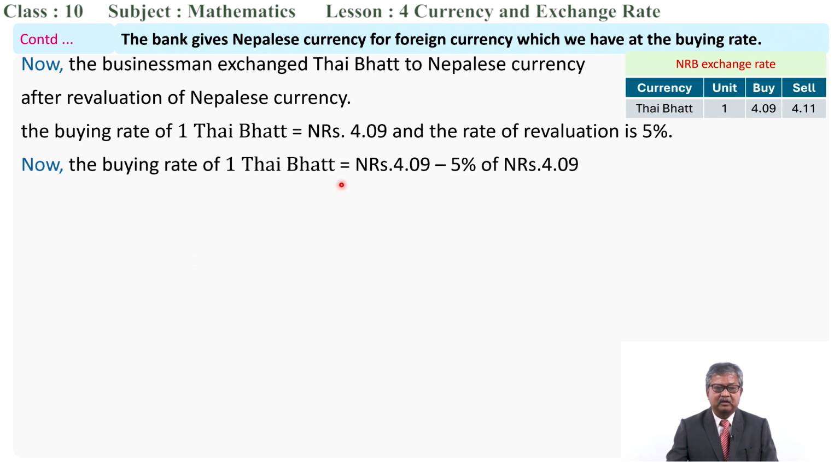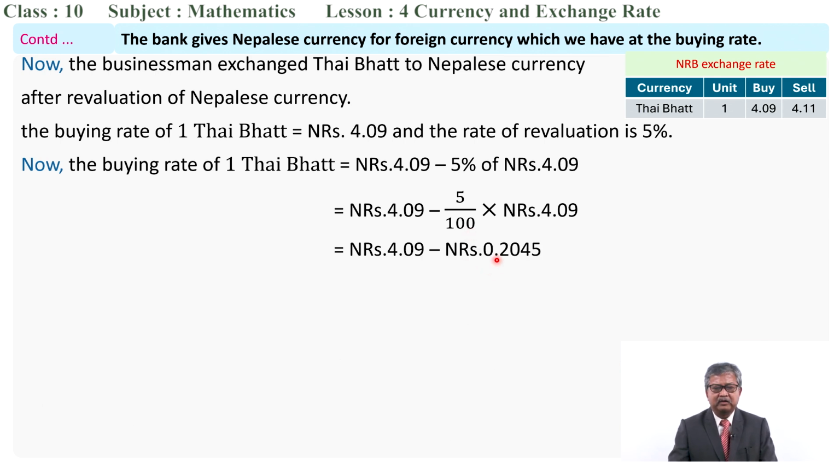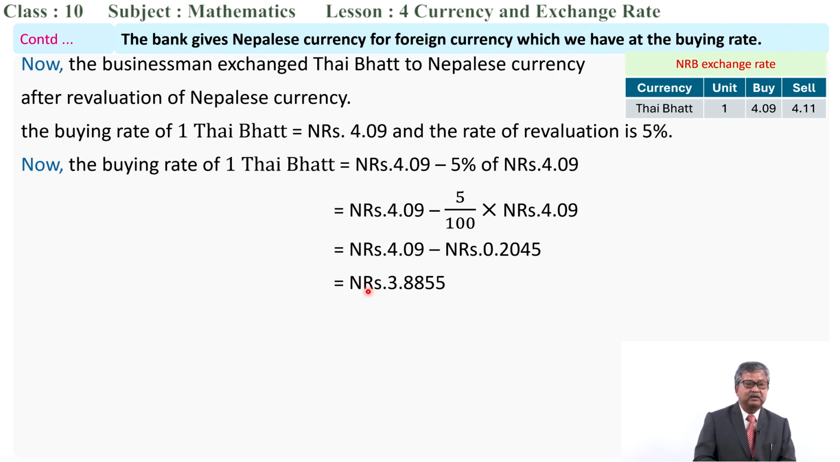So 1 Thai baht is equal to rupees 4.09 minus 5% of 4.09. Then we calculate 4.09 minus 5 by 100 into 4.09. Yes, 5 by 100 into 4.09. After this calculation, multiplying 5 by 4.09 and dividing by 100, we got 0.2045. Then 4.09 minus this, what do you get now? Nepalese rupees 3.8855.